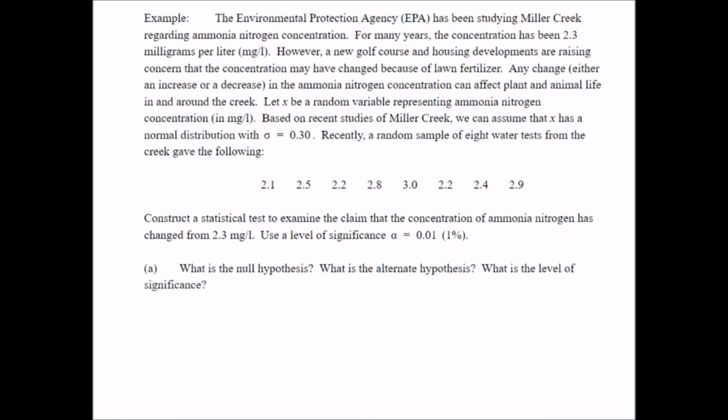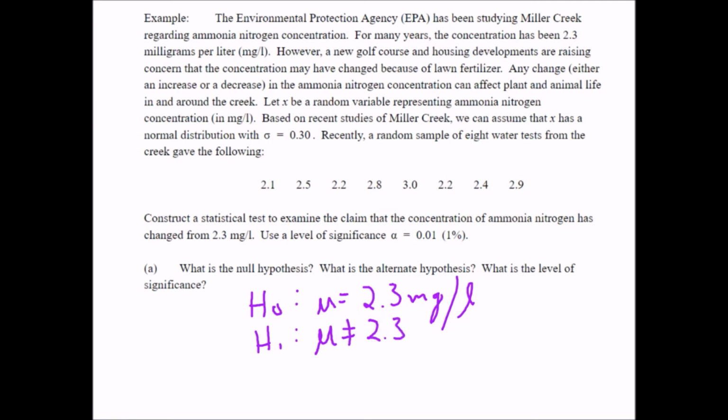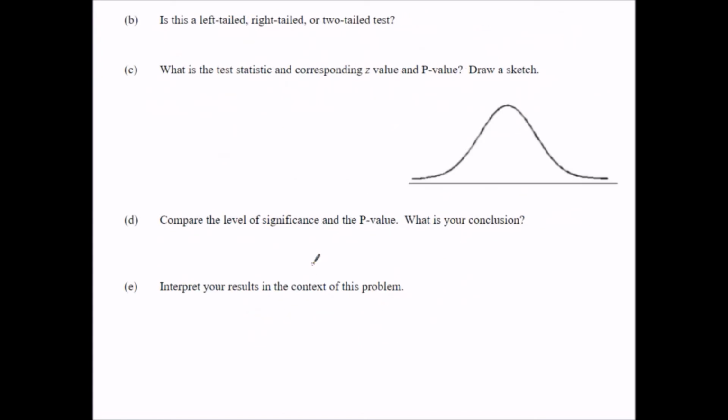So what is the null hypothesis? If you actually did read all of this, it's saying that the average concentration is 2.3 milligrams per liter of water. Now, our alternate, basically it says to examine the claim that the concentration has changed. So either greater than or less than. So what we're going to say, not equal to 2.3. So based on that, are we going to be doing a left-tailed, right-tailed, or two-tailed test? Left-tailed is less than, right-tailed is greater than. We have not equal to, so it's two-tailed.